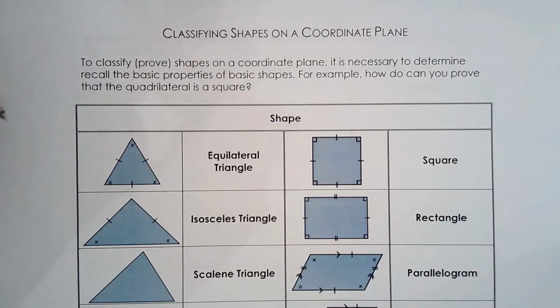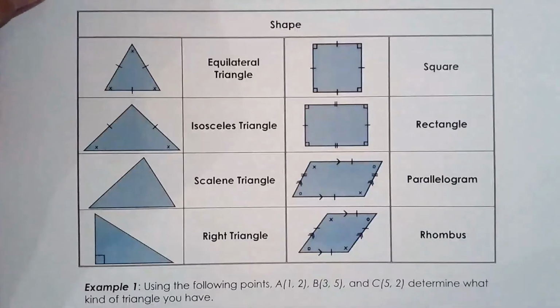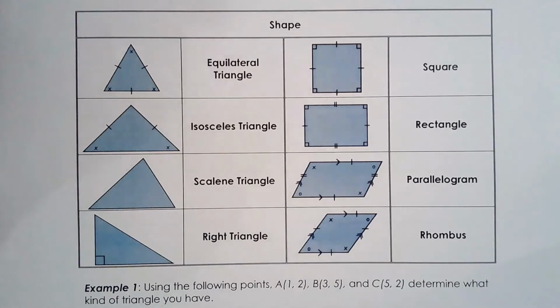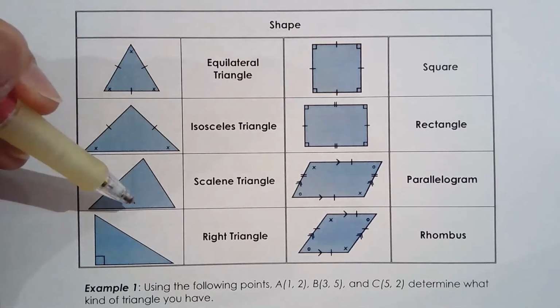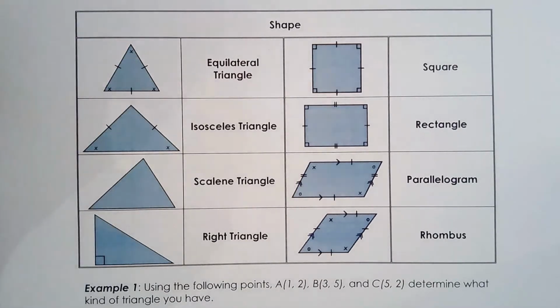In this video, we'll be classifying shapes on a coordinate plane. So we'll either be given 3 points or 4 points, and you have to determine what kind of triangle or quadrilateral you have. So first we need to review our basic shapes. If we're given 3 points, you have a triangle, but the question is, what kind of triangle do we have? Do we have an equilateral triangle, isosceles triangle, scalene triangle, or a right triangle?